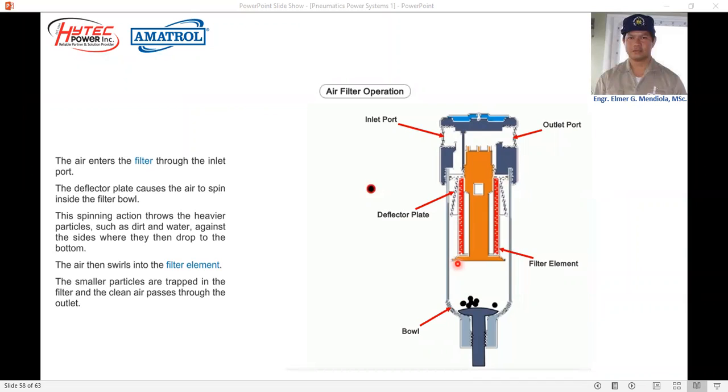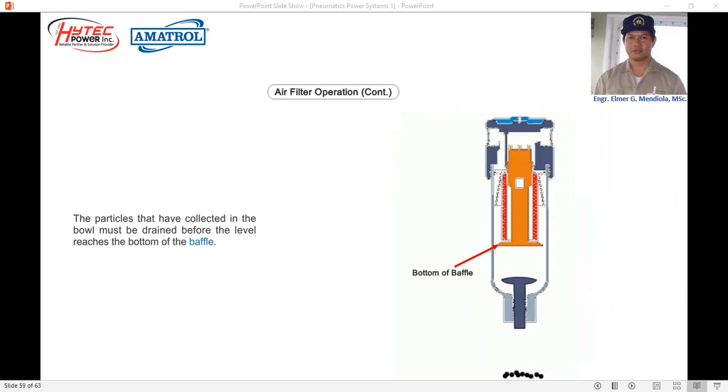The baffle plate, this one here, prevents the collected particles from exiting through the outlet due to the compressed air and the particles in it. So here we have a high pressure part here because of the compressed air. So the baffle will prevent the collected particles from proceeding into the outlet port. The particles that have collected in the bowl must be drained before the level reaches the bottom part of the baffle.